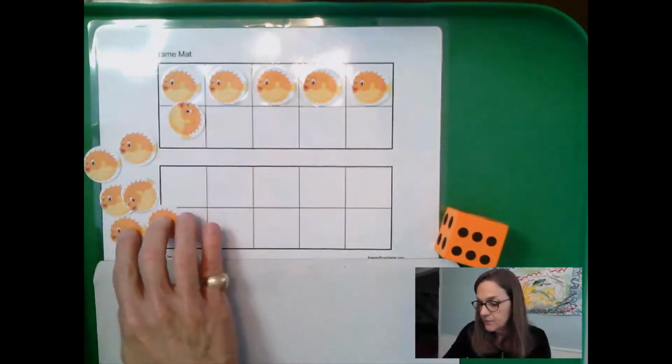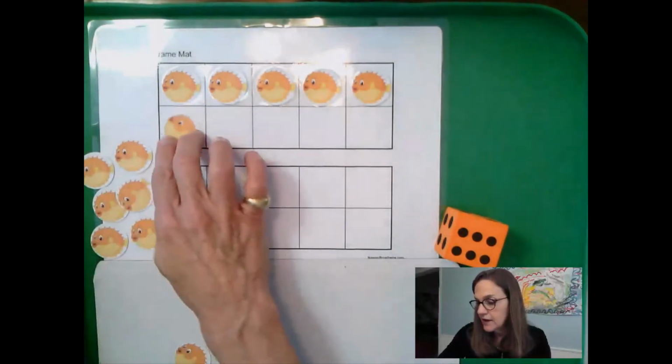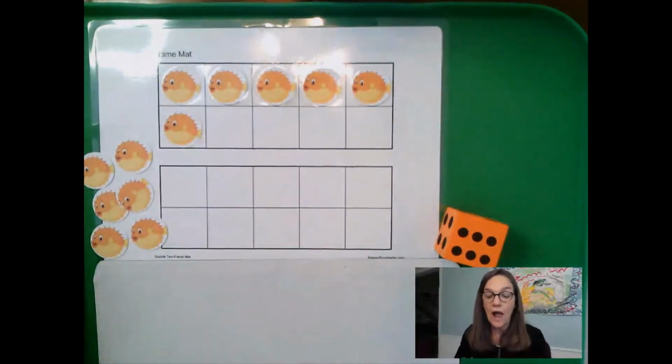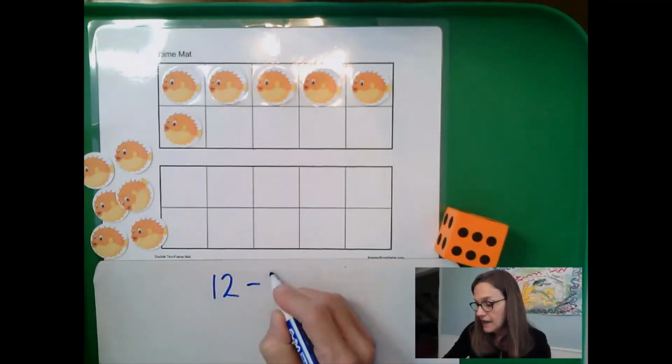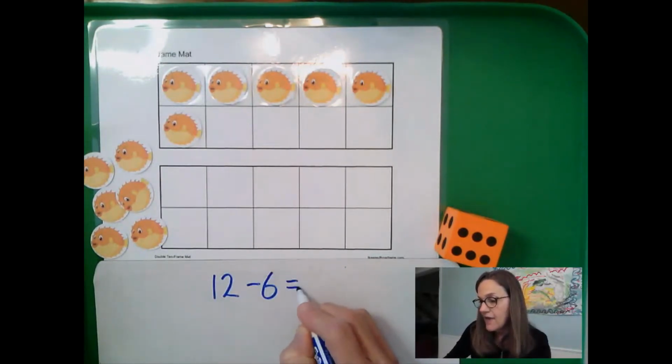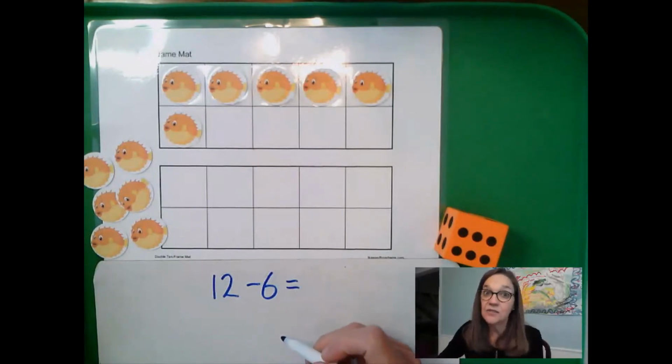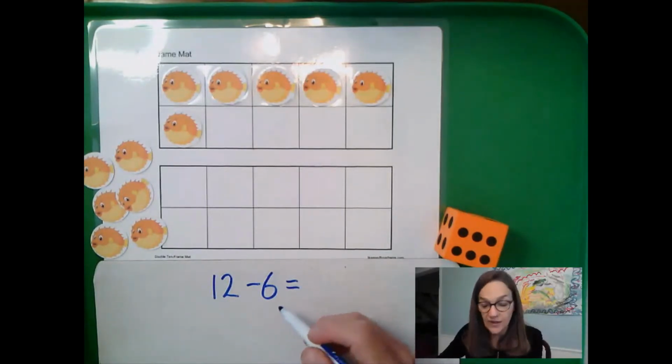And I'll just leave my puffer fish over here. Okay, we started with 12. And we took away 6 of them. And that leaves us with how many? Easy to see on our 10 frames, 6.